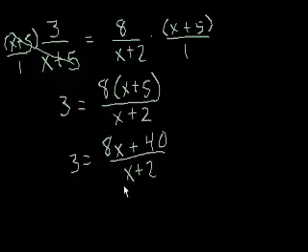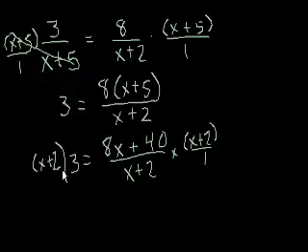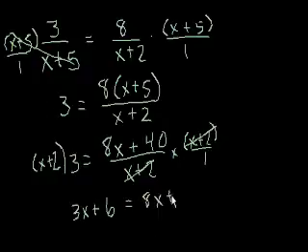Now we want to get rid of this x plus 2, and we can do it the same way. We can multiply both sides of this equation by x plus 2 over 1. We could just say we're multiplying both sides by x plus 2. That 1 is a little unnecessary. So the left-hand side becomes 3x plus 6. Remember, always distribute the 3, because you're multiplying it times the whole expression, x plus 2. And on the right-hand side, this x plus 2 and this x plus 2 will cancel out, and we're left with 8x plus 40. And this is now a level 3 problem.